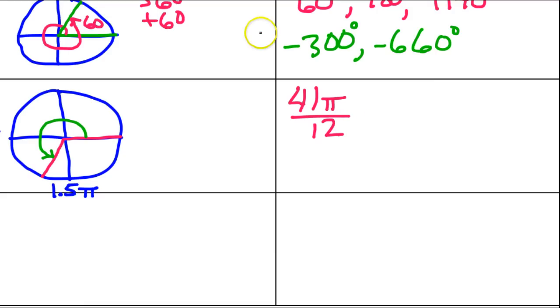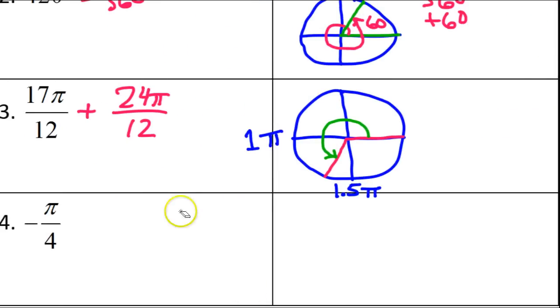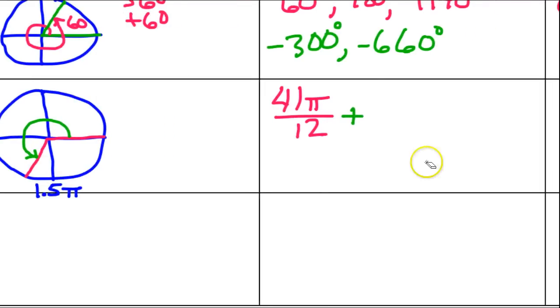Okay, if I want another positive coterminal angle, I will add another 2 pi. But as we've already seen, 2 pi is the same thing as 24 pi over 12. So I'm going to do that again. 24 pi over 12. So that's going to give us 65 pi over 12. 41 plus 24 is 65. Okay, so 65 pi over 12.